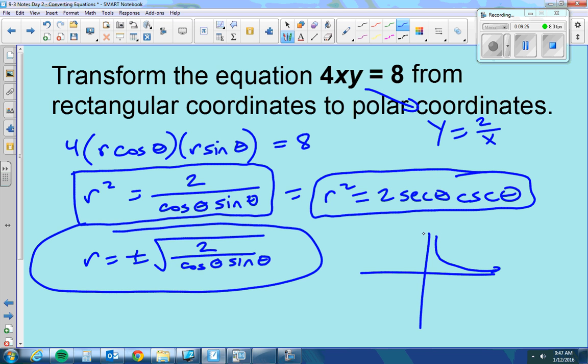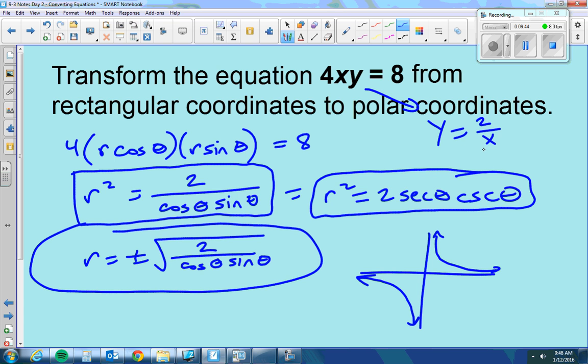Just draw it, sketch it. One branch is in the first quadrant, the other branch is in the third quadrant. In this one, frankly, I'm not going to expect you necessarily to memorize that, but know that's a hyperbola. We'll do hyperbolas later in the semester, and you've done them before, I presume, in Algebra 2.